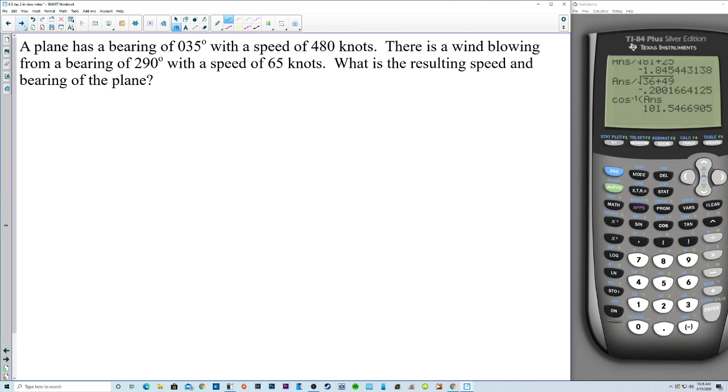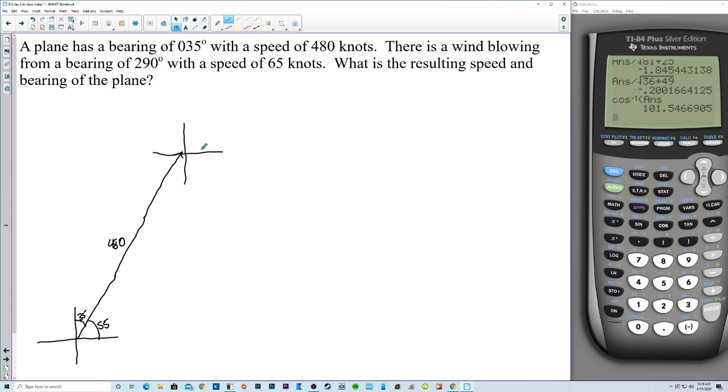A plane has a bearing of 35 degrees with a speed of 48 knots. So bearing of 35 degrees, 035. So here, let's call that 035. It should be nice and straight. And that's 480. Well, if this right here is 35 degrees, then this right here is going to be 55 degrees because those two need to add up to 90. So there's the unit circle measurement for that vector.